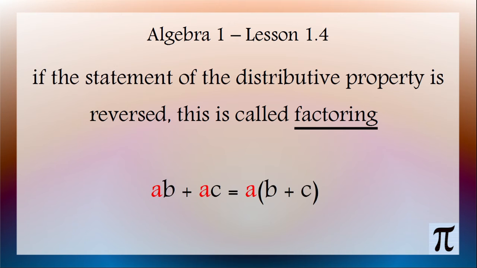So if you have an expression that's AB plus AC, you can factor out the A. You can pull it out and be left with A times (B plus C). So in this case, A is the common factor that is pulled out of the equation.